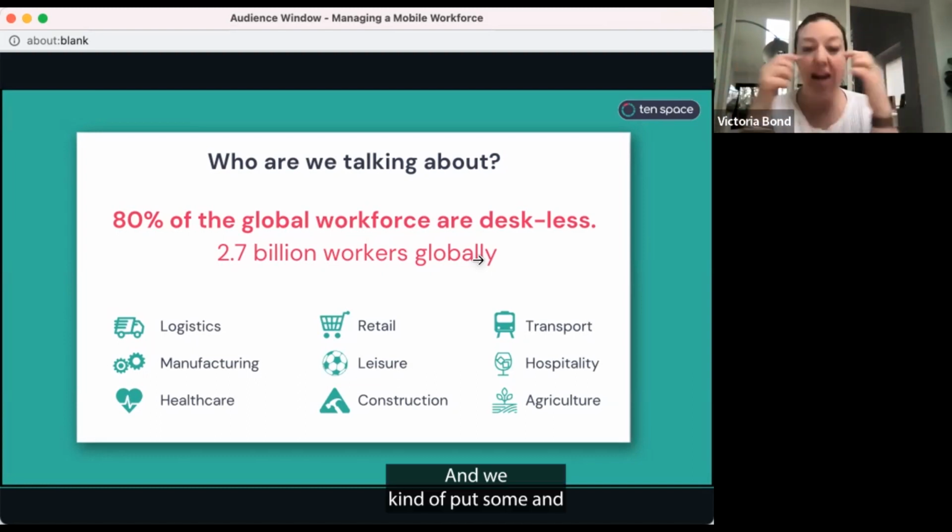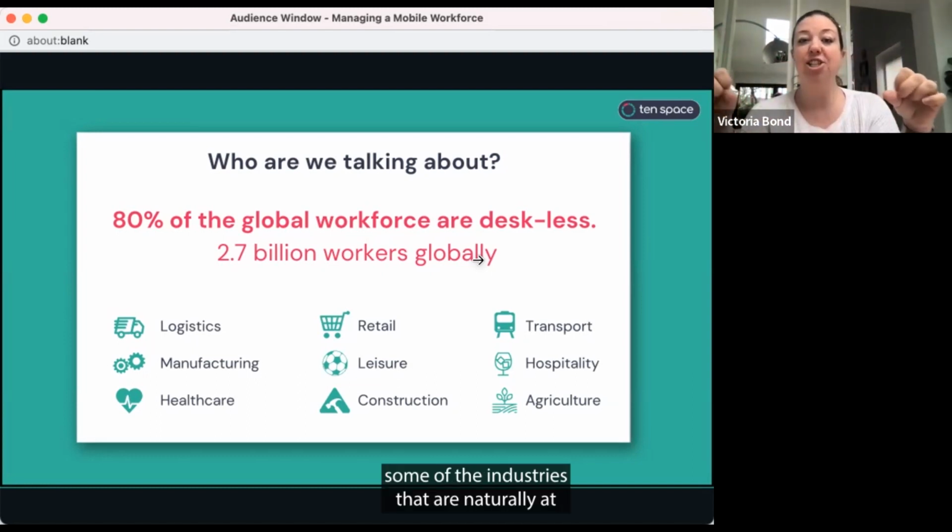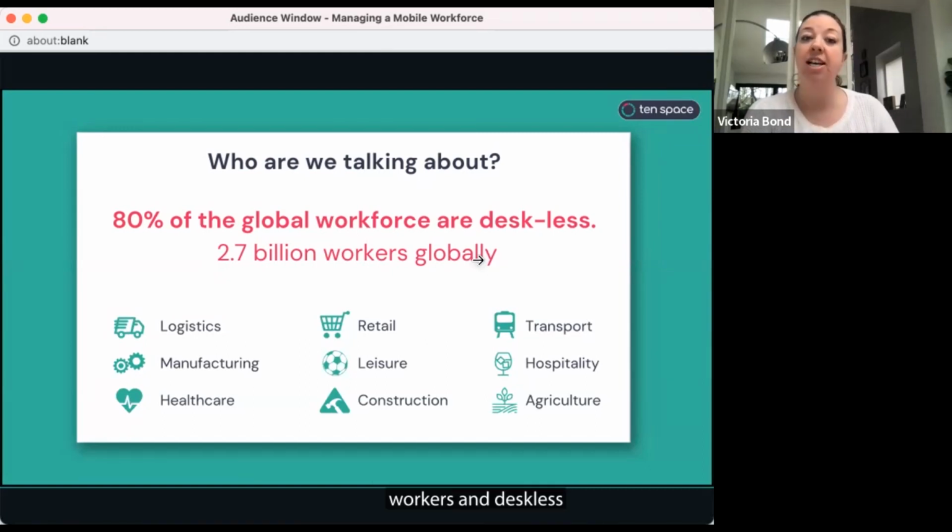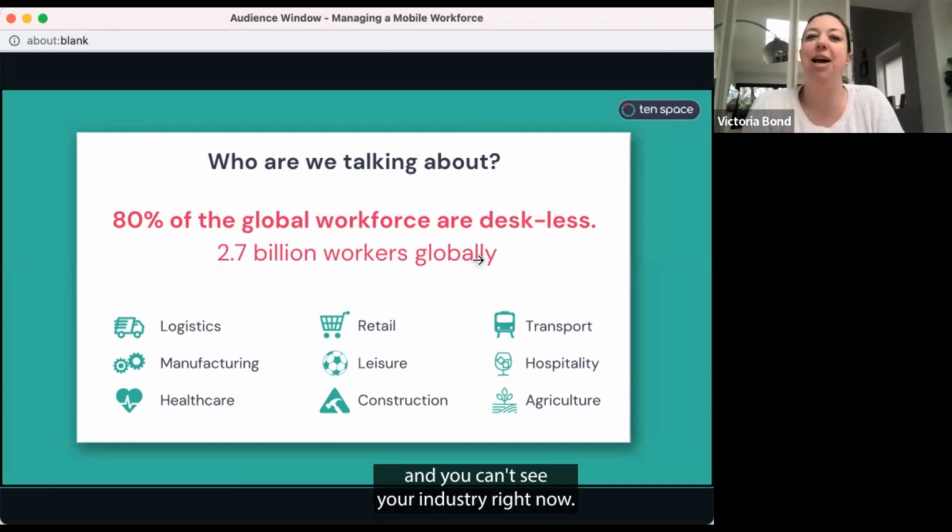And we've put some of the industries there that obviously have remote and deskless workers: logistics, hospitality, construction, healthcare, transport. If you're on this call and you have got a population that is deskless or remote and you can't see your industry up there, please do drop it in the chat, because it's good sales research for us, if I'm being honest.